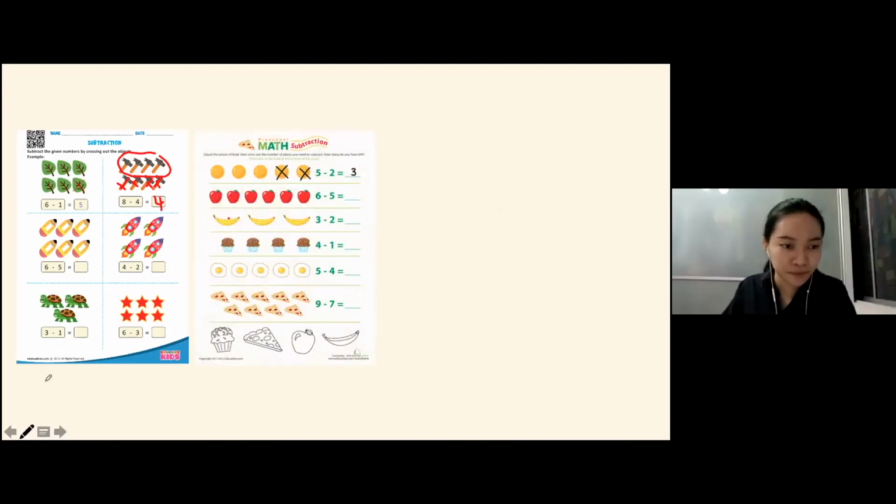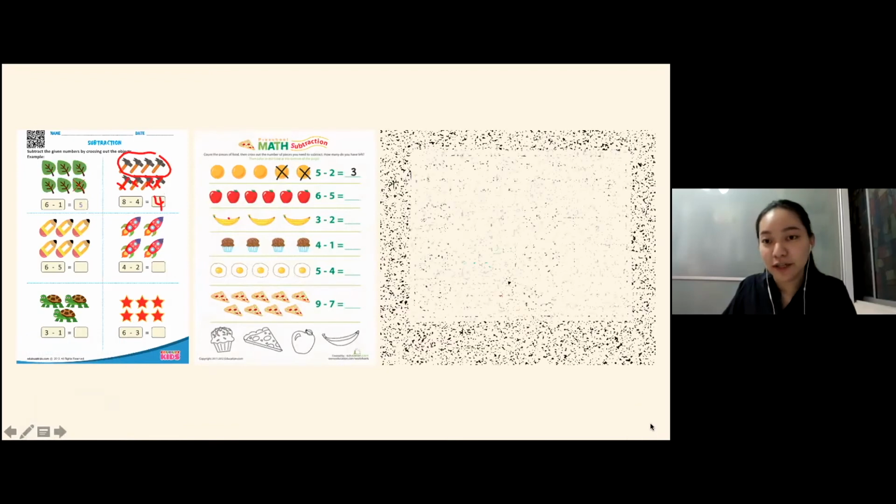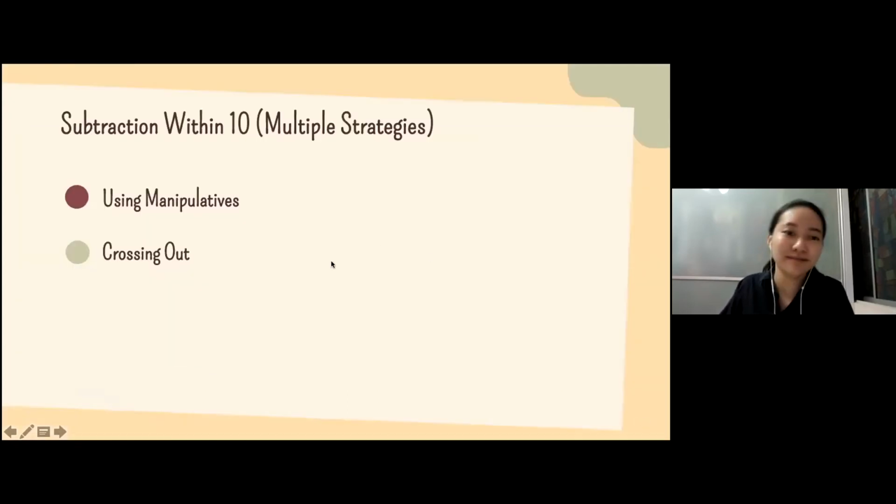Then you can easily find all these worksheets online, or you can have this kind of worksheet in the class. You ask the kid to draw 6 dots and cross out 3 dots. Okay, it's pretty straightforward at this point.